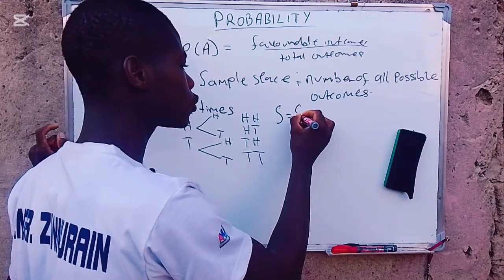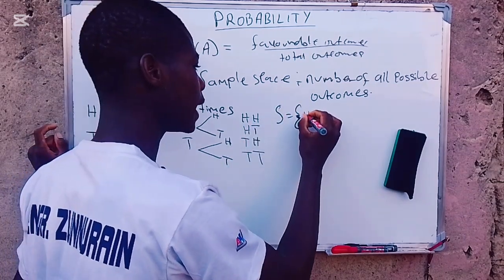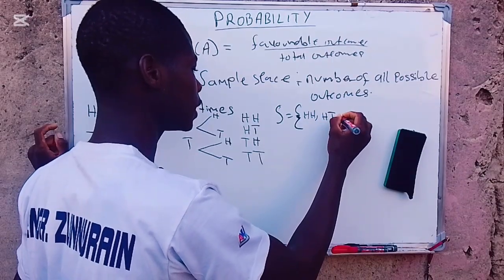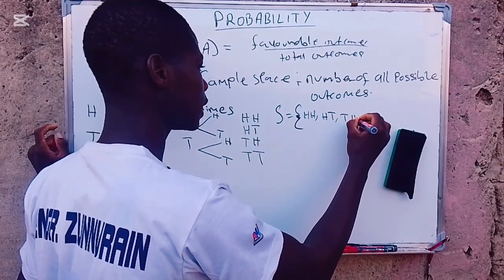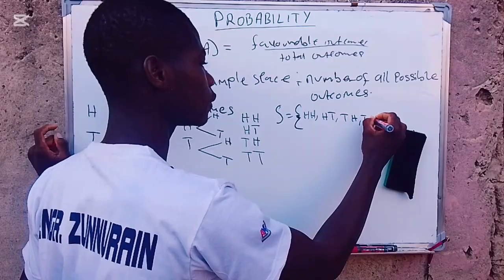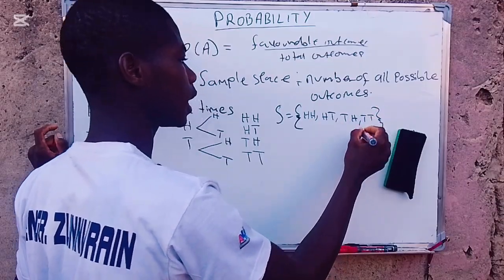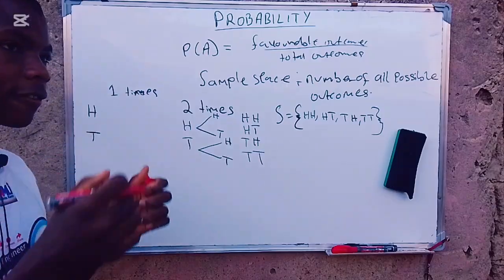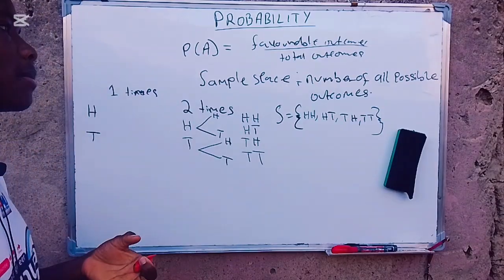The sample space should now be head and head, head and tail, tail and head, and tail and tail. So what if I flip that coin three times?